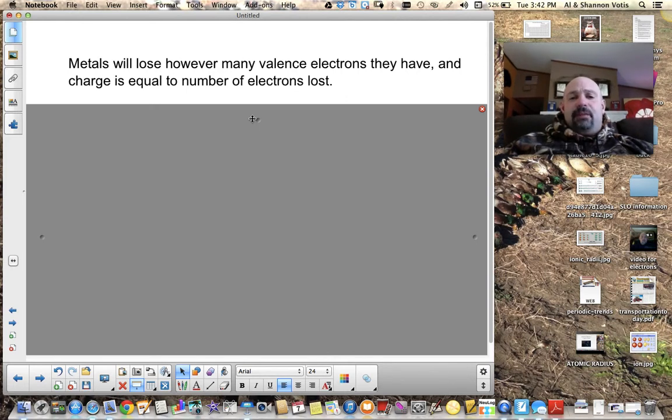Well, if it loses 1, it still isn't full, right? Now it only has 2 valence electrons, and a full outer shell is going to be 8. So what is it going to do? It's going to lose as many electrons as it takes to get that full shell. So metals are going to lose however many valence electrons they have, and your charge is going to be equal to how many electrons they've actually lost.